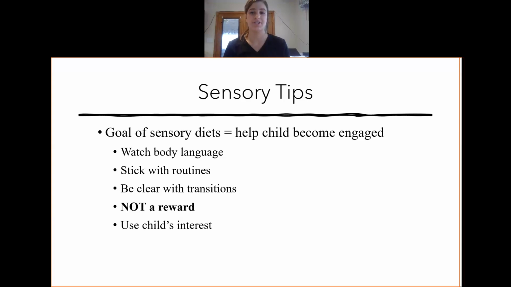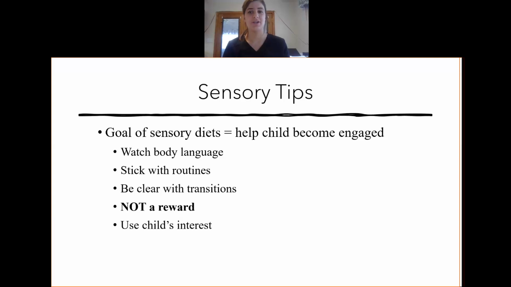Again, the goal of a sensory diet is to help the child become engaged in the task. Watching the child's body language will help you know what strategies you need to use to help the child's current state. So again, if the child appears too lethargic, add rapid movements. If the child is too overstimulated, dim the lights, use a softer tone when speaking.